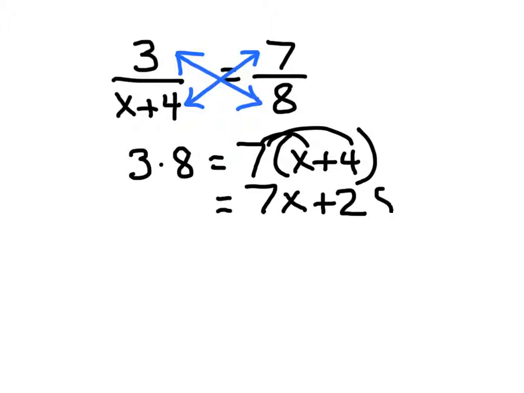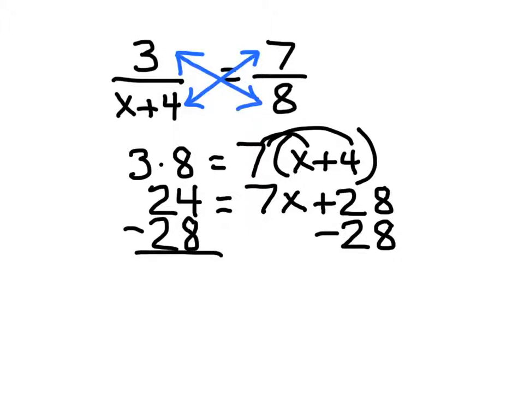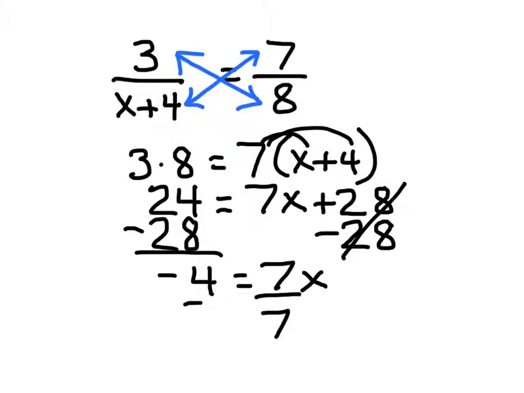Therefore, we're going to get 7x plus 28 on the right, 24 on the left. So now it's a matter of isolating our variable, just like a regular two-step equation. So we're going to subtract 28 from both sides. 24 minus 28 equals negative 4. And that equals 7x. Now divide by 7. So our final answer is x equals negative 4/7.